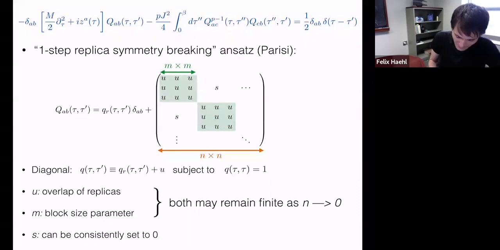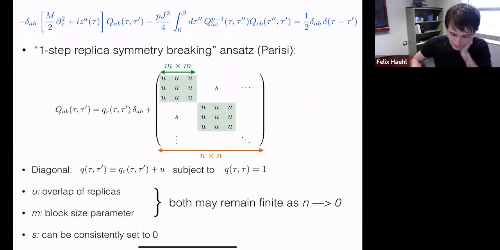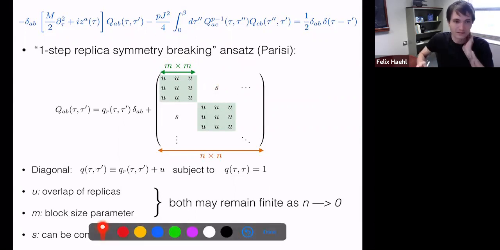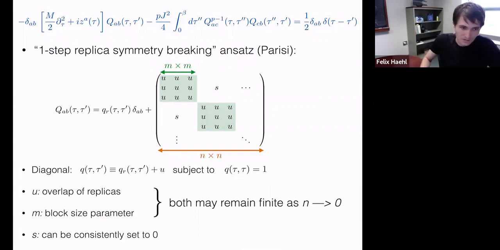So it's an n by n matrix, right? We had n replica copies, and in this matrix you put m by m blocks. So there's a new parameter of small m that tells you how big these blocks are. And in these blocks you put this Edwards-Anderson parameter u that I mentioned. Now you could also put some parameter s on the off diagonals, but you can show that this s you can consistently set to 0. So we really just think of these green blocks as non-zero and filled with some constant u.